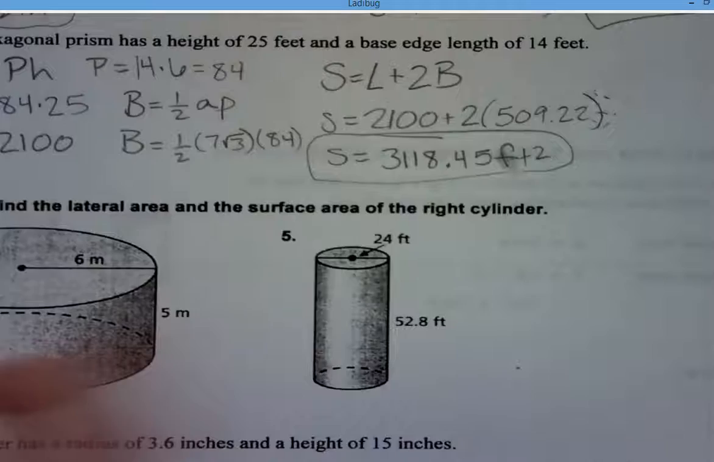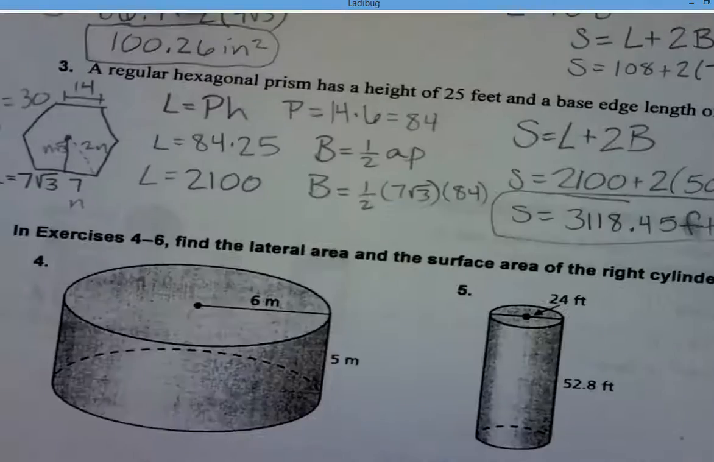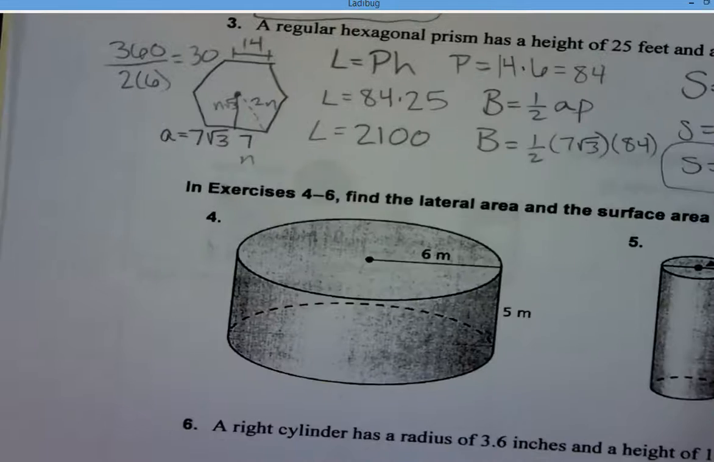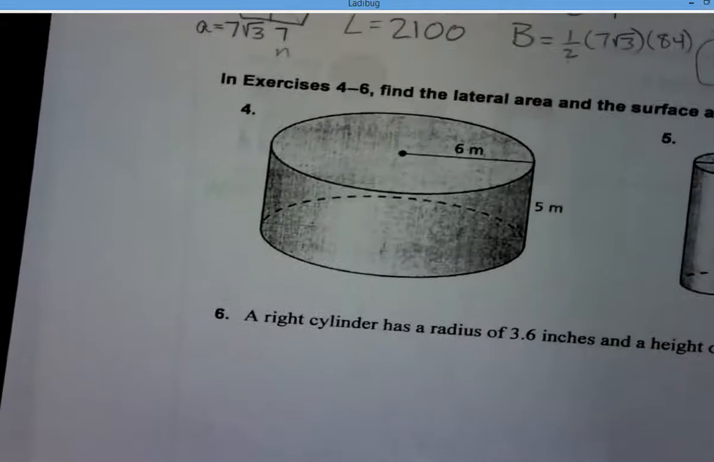Cylinders? Mm-hmm. We're doing pyramids and cones next time. Prisms and cylinders today. So we're doing 2 shapes today, 2 shapes next time.